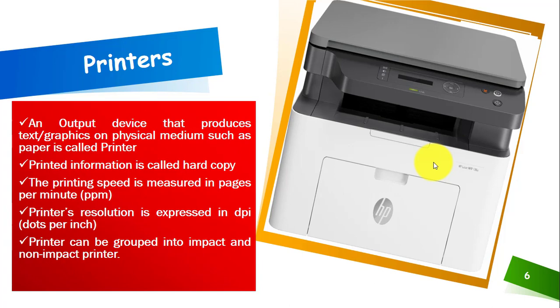Next one we have is a printer. A printer is an output device that produces text and graphics on a physical medium such as paper, and the printed information is called hard copy. The printing speed is measured in pages per minute, also called ppm. For example, if the printer is printing 100 pages per minute, you can say that the speed of the printer is 100 ppm. And the printer's resolution is expressed in dpi, that is dots per inch.